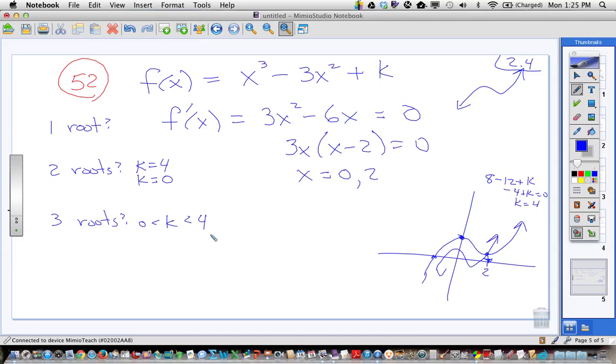So then when's it going to have 1 root? When k is less than 0 and when it's greater than 4. Because when it's greater than 4, it'll be shifted up so far that this one's not touching. And when it's less than 0, it'll be shifted down too far so that the max isn't touching. So that's a really good problem. It really makes you think through all of this stuff about what's going on, but that's beyond what you'd probably have to do for the quiz.